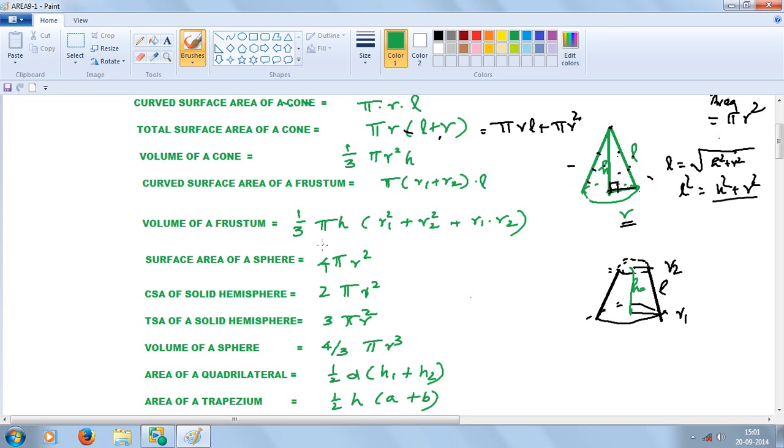So what is the curved surface area of a frustum? It is pi into radius at the bottom plus radius at the top multiplied by slanting height. So volume of a frustum is equal to 1/3 of pi multiplied by height, and the whole thing multiplied by R1 square plus R2 square plus R1 multiplied by R2.